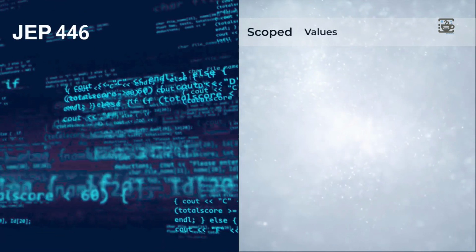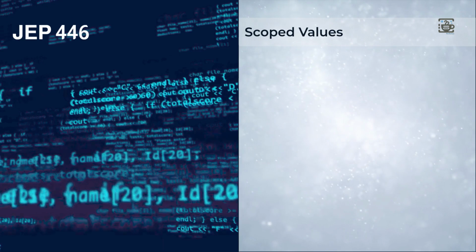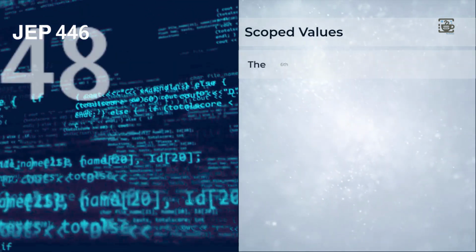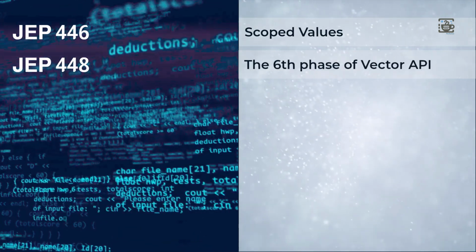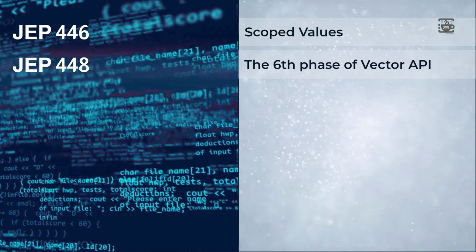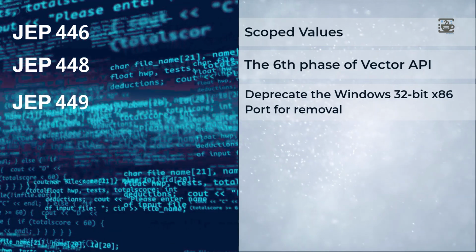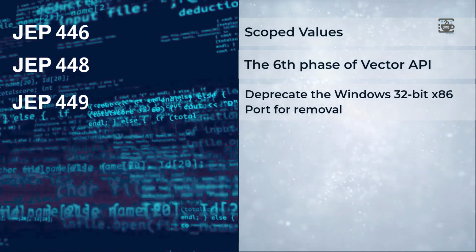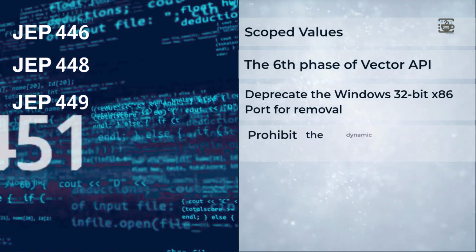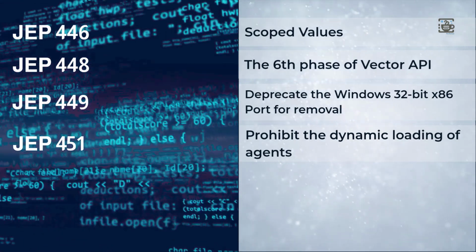JEP 446 introduces scoped values, a new API for easier context propagation in concurrent applications. The 6th phase of the Vector API with JEP 448 demonstrates Java's ongoing commitment to performance optimization and hardware compatibility. JEP 449 announces the deprecation of the Windows 32-bit x86 port, urging a transition to 64-bit architectures in line with industry trends.